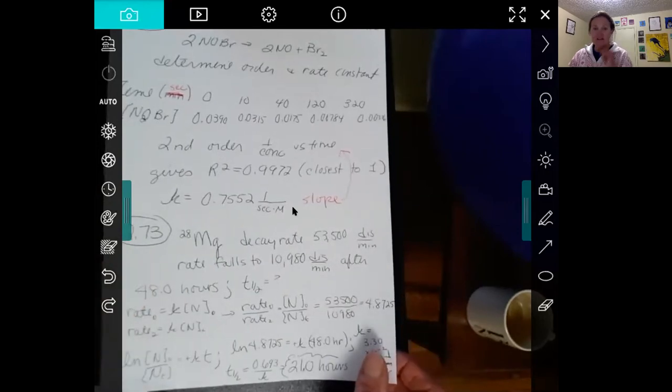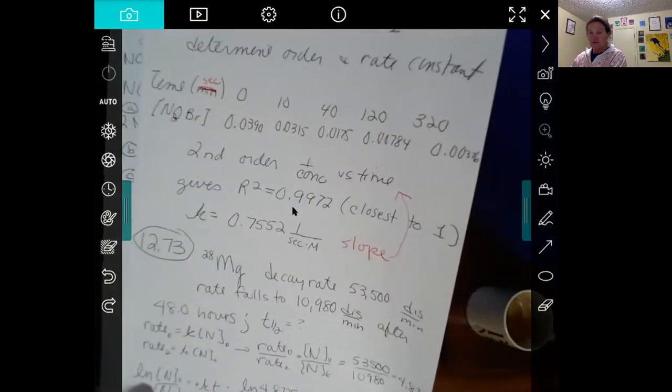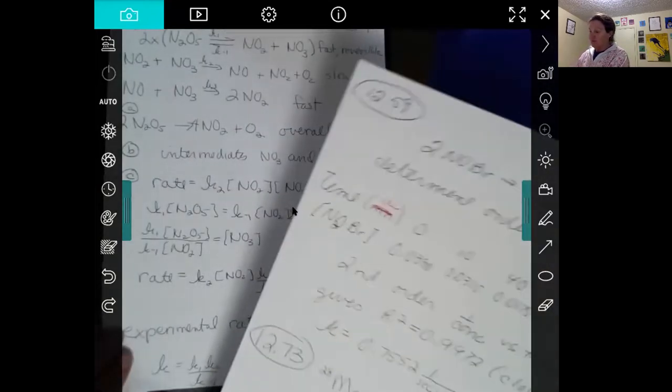So the point of that, and the reason it's in this chapter, is radioactive decay is always first order. So you always would use, from page 453, the equations for a first order reaction.